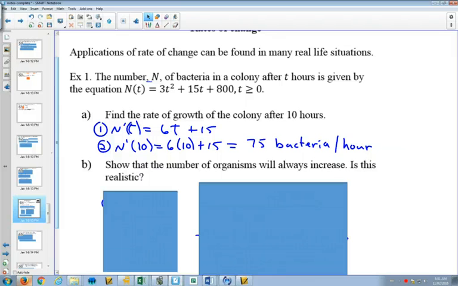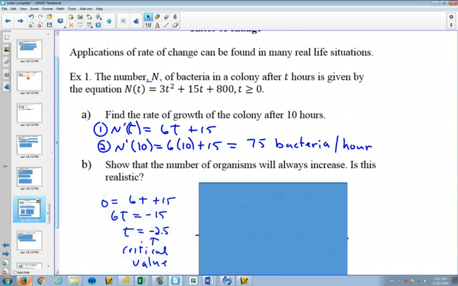Now, can we use calculus to show that it's always going to increase? You might be able to say, well, I know from my equation, it's a parabola that keeps going up forever. It's always increasing. But we can also, if we take our derivative and we think about our first derivative test, we can make our derivative equal to 0, and we'd find out at t equals negative 2.5, it's equal to 0. Because it's a parabola, we know that that's going to be a local minimum. And because it's a parabola, we already know it's decreasing before and increasing after.